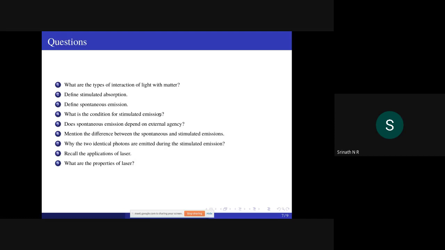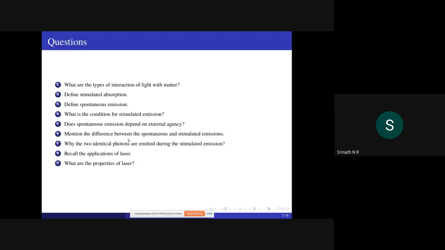What is the condition for stimulated emission? The conditions for stimulated emission are that the atom must be initially in the excited state, and also the photon should interact with the atom present in the excited level. Does spontaneous emission depend on an external agency? No, it does not depend on the energy of an external agency since it is voluntary emission.